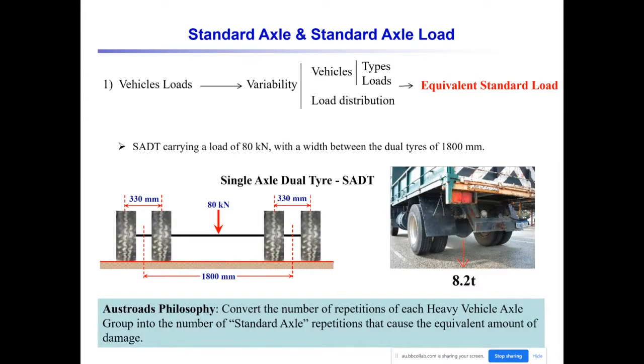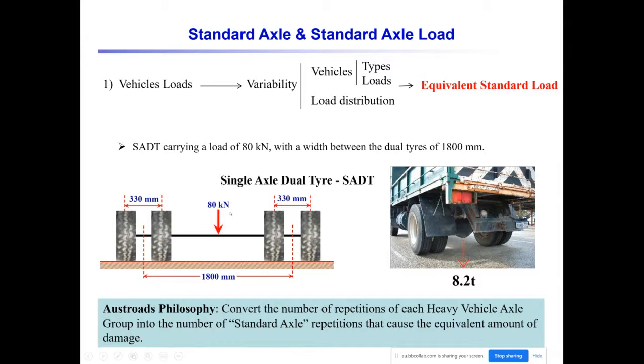As I mentioned, the main philosophy in Austroads is to convert different types of loads and different types of vehicle or axle group to a standard load or a standard axle. But what is this standard load or standard axle? Based on Austroads, the standard load is considered as 8.2 tons, or 80 kilonewton. This is considered as the standard load.